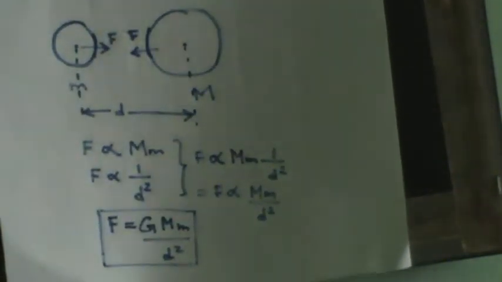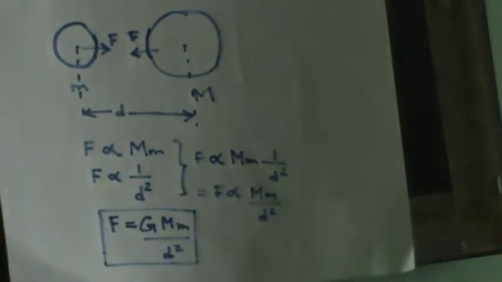Okay guys, welcome back. In the last video and the video before that, I talked about how the value of g changes when the density of the planet changes, when the radius of a planet is increased or decreased, and when the distance between a planet and an object changes.